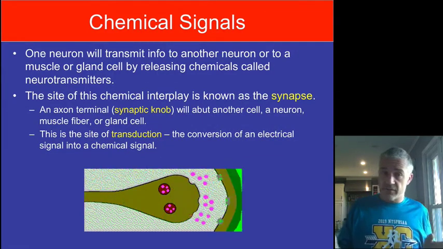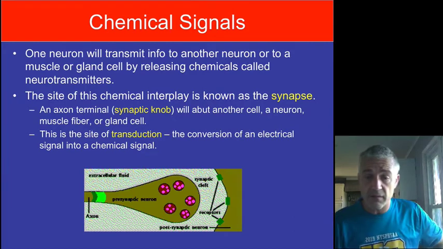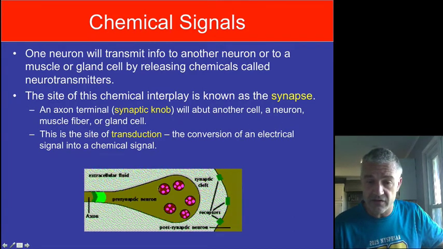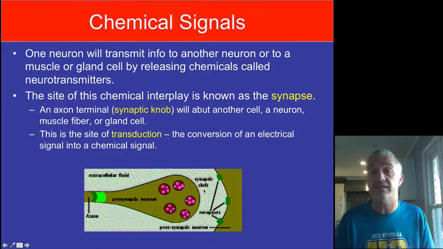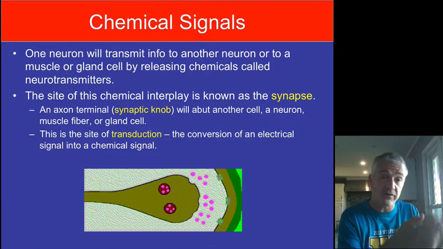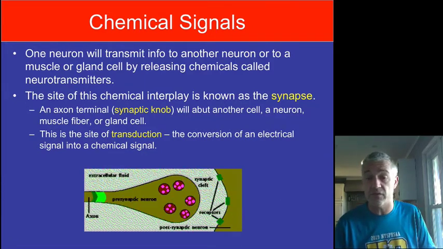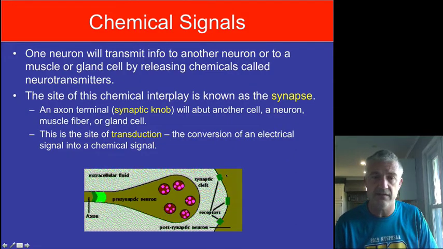And again, that information is going to get down to the end of the synaptic end bulb. It's going to cause a depolarization. It causes these vesicles to merge here and release that neurotransmitter into the synapse. At this point, we're converting our electrical signal back to a chemical signal, which will allow it to talk to the next cell.